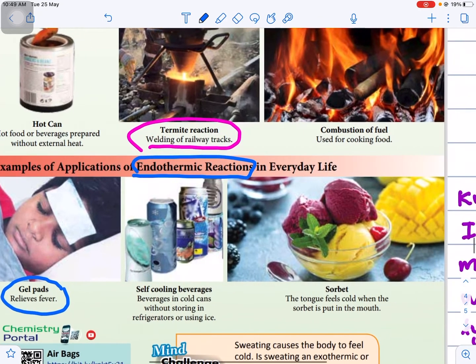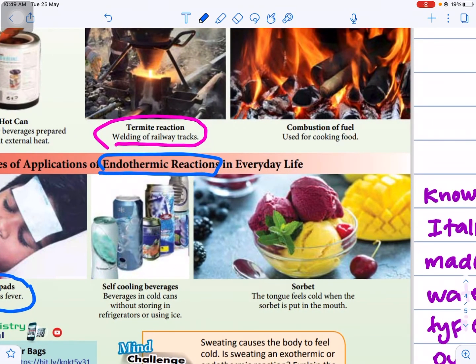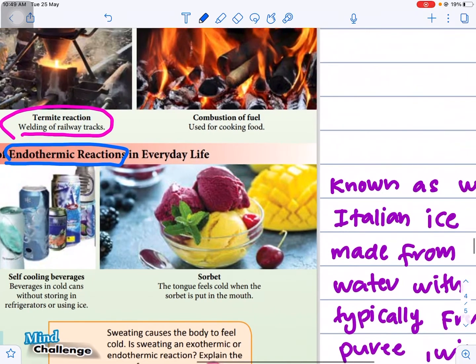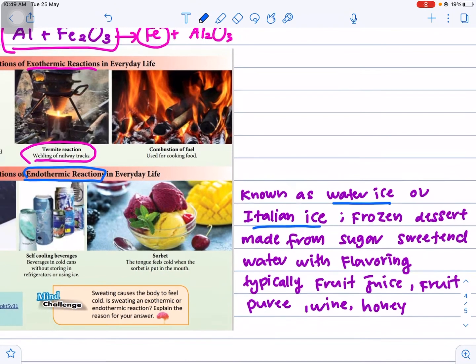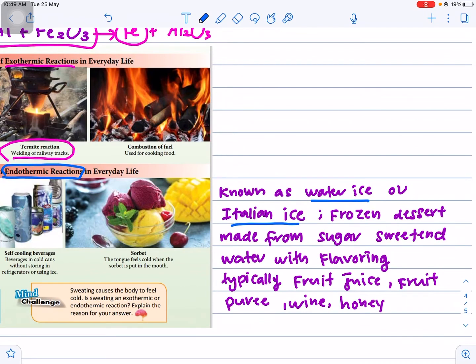Okay, and then the last one we have the sorbet. What is sorbet? Sorbet is also known as water ice, or Italian ice. When you put the sorbet in your mouth, you will feel cool. The sorbet is actually a frozen dessert made from sugar-sweetened water with flavoring, typically fruit juice, fruit puree, wine and honey.